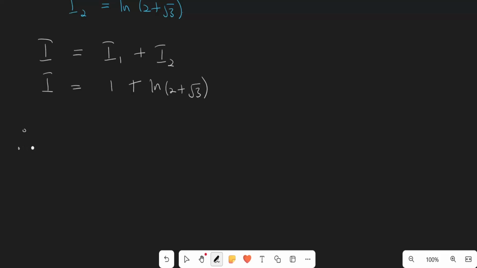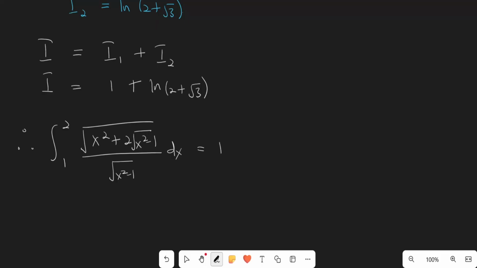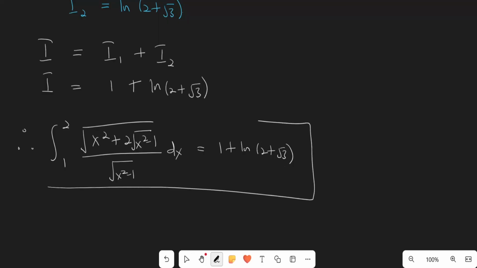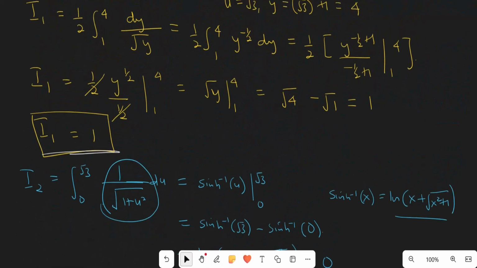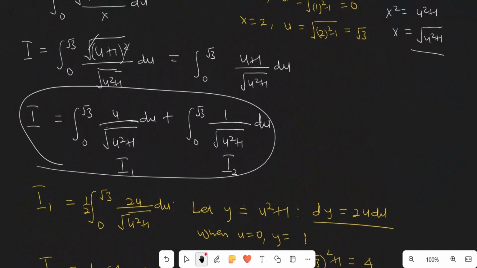So if we integrate the integral from 1 to 2 of the square root of x squared plus 2 times the square root of x squared minus 1 all over the square root of x squared minus 1 dx, this one evaluates to 1 plus the ln of 2 plus the square root of 3. This is the value of this beautiful UC Berkeley Integration Bee question.